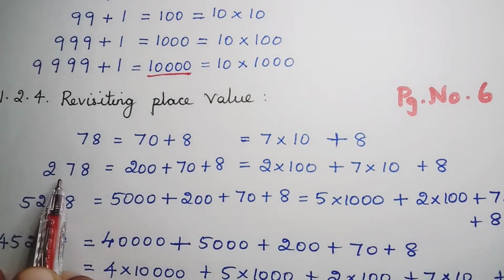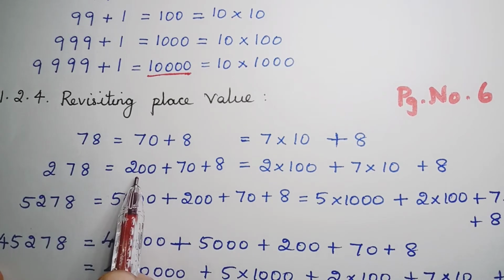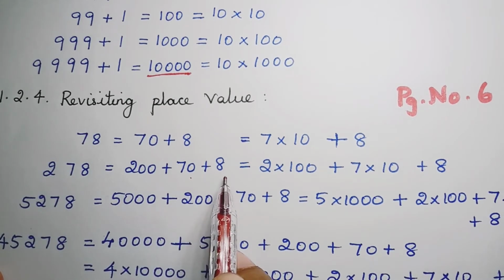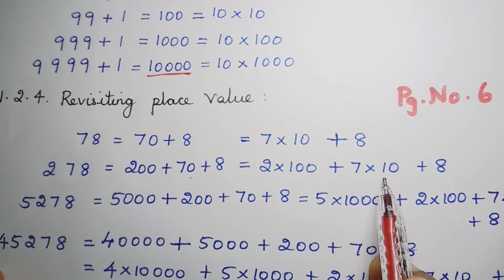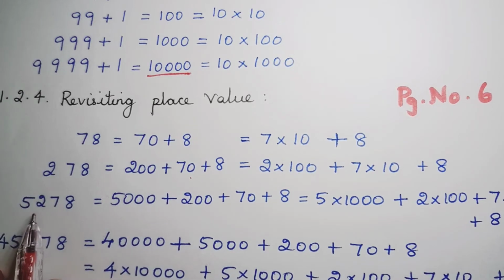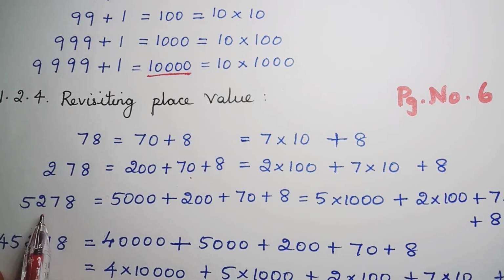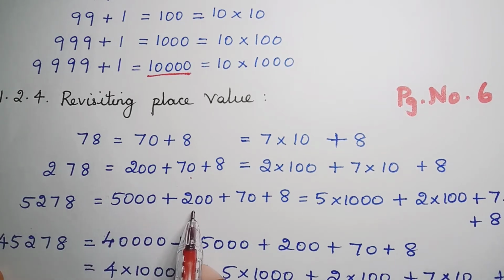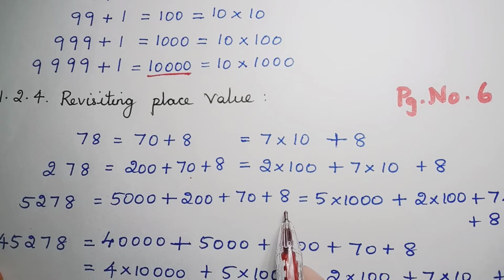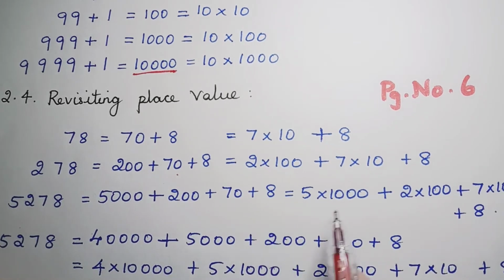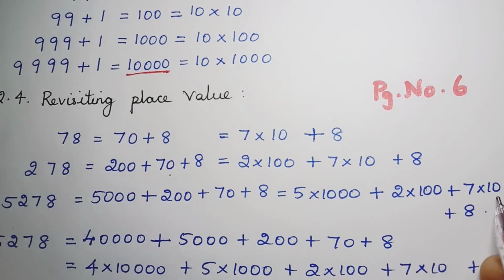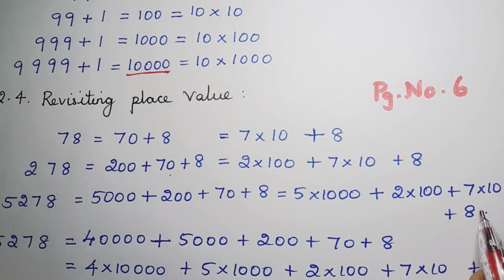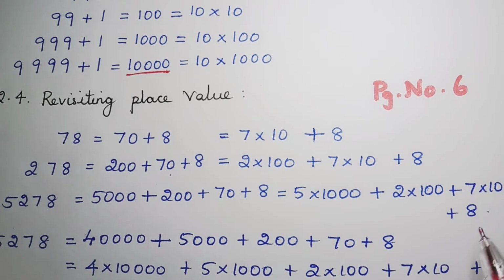In the same way, 278 can be written as 200 plus 70 plus 8. So 200 is 2 times 100, 70 is 7 times 10. When you split 5278, it is like 5000 plus 200 plus 70 plus 8. This can be written as 5 times 1000 plus 2 times 100 and 7 times 10 plus 8. Up to this you will be knowing, right?